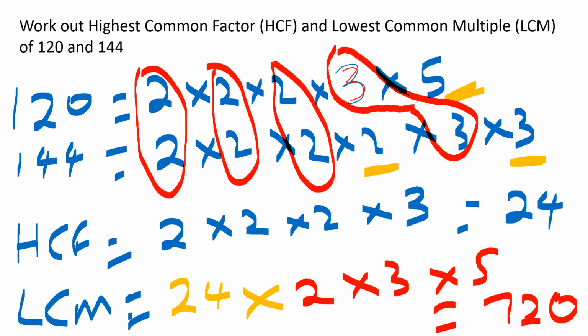So this is how to use the factor tree to find the highest common factor and the lowest common multiple of two numbers.